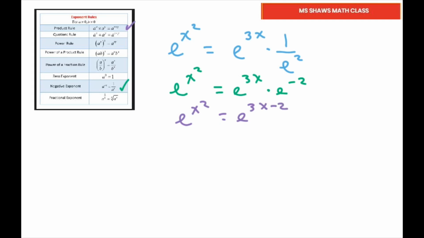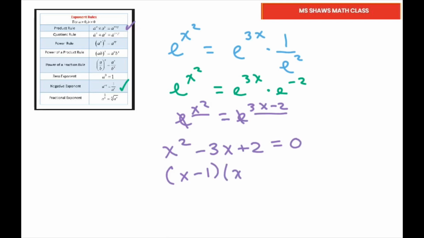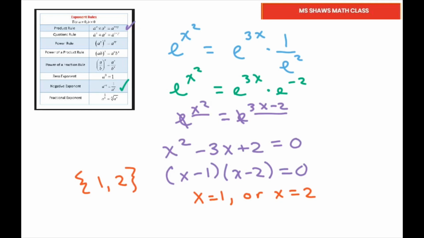Now that my e's match, we're good to go, and we just need to solve for x. So I'm going to do x squared, and I'm going to move over the 3x and the negative 2 to the left side of the equation. So I'm subtracting 3x and adding 2. Now we factor this, and we get x minus 1 times x minus 2 equals 0. Therefore, x equals 1 or x equals 2. Therefore, my solution set is 1, comma 2.